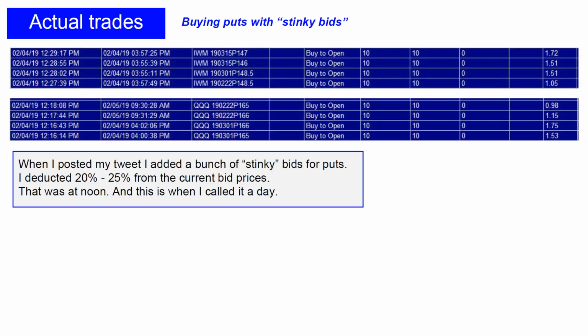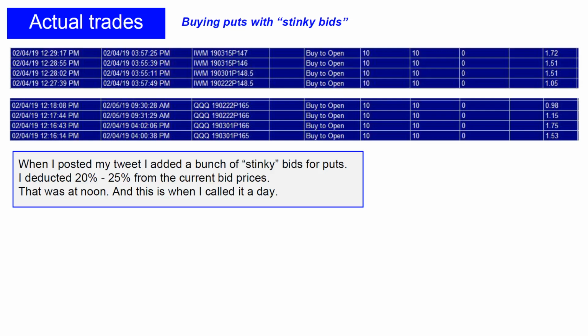You can enter orders, but you should put in lower prices. For example, if the put you want to buy is trading at 1.20 bid and 1.25 offer, I would add an order at 0.98 cents per put, meaning that I place my order 20% lower than the current bid. Doing that, I create a so-called margin of safety.